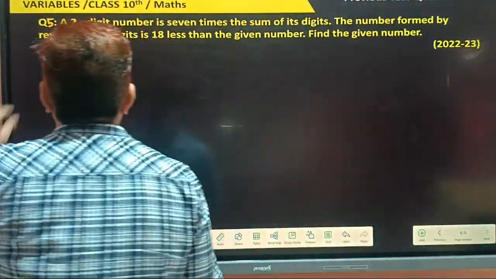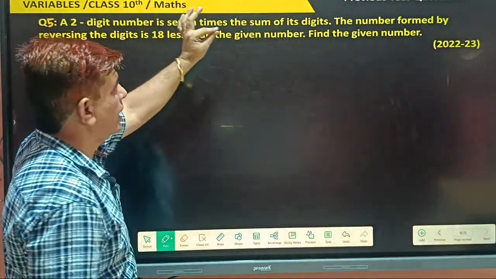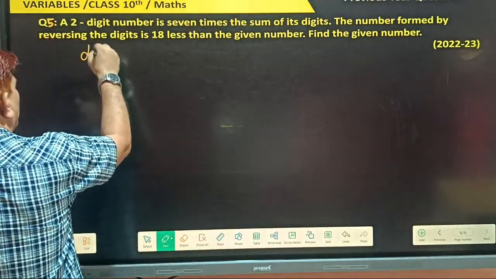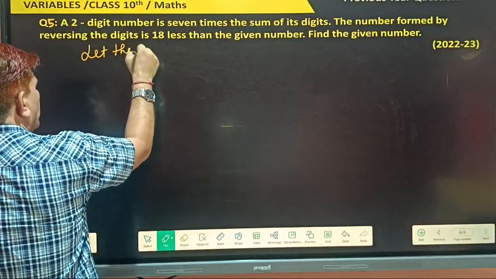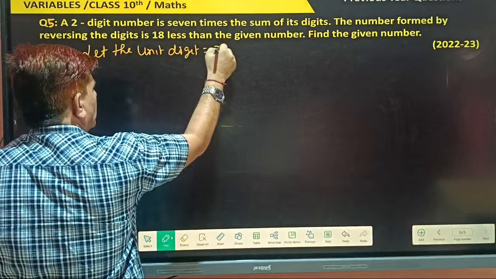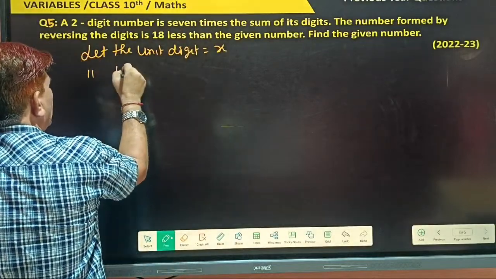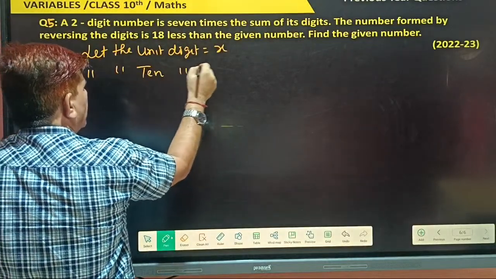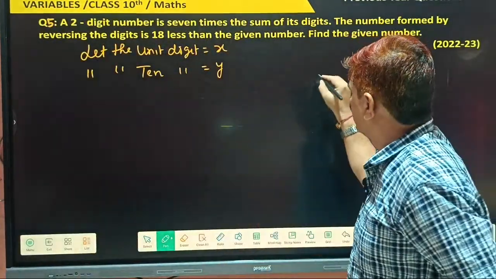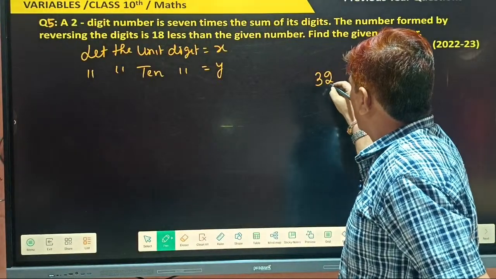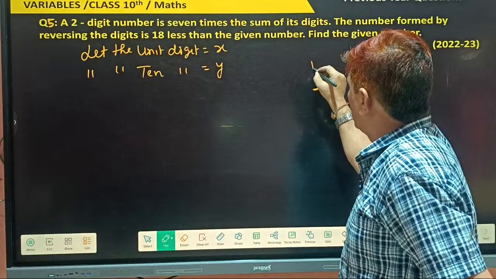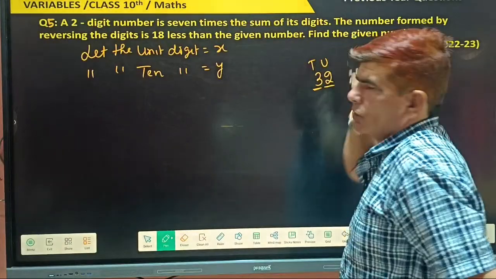A 2-digit number is 7 times the sum of its digits. So what we can say, let the unit digit be equal to x. Let the 10s digit be equal to y. Take 32: its unit digit is this, its 10s digit is this. This is its 10s digit and this is its unit digit.